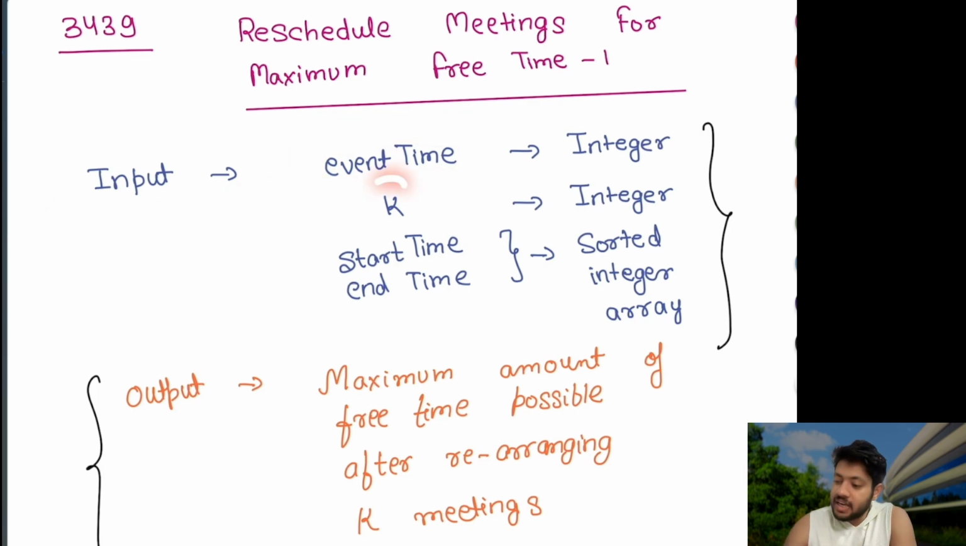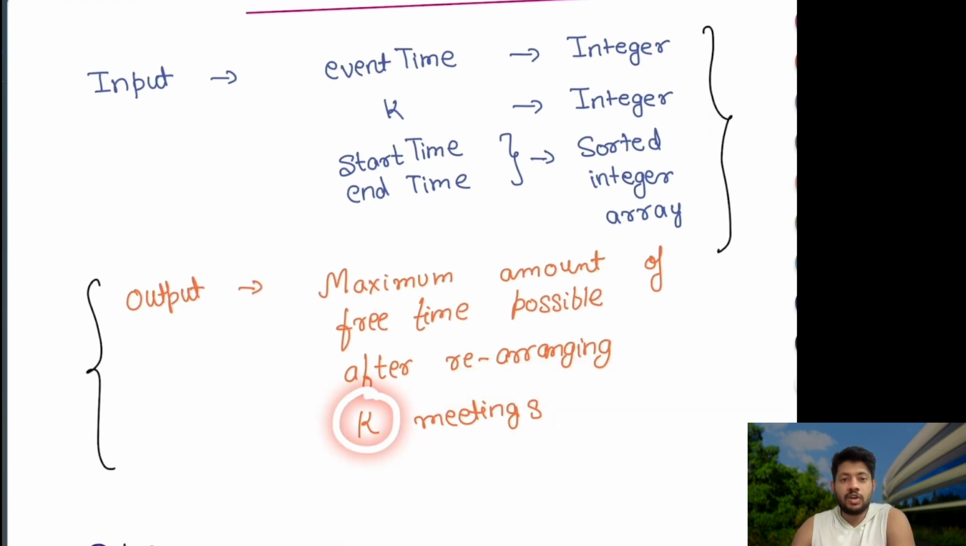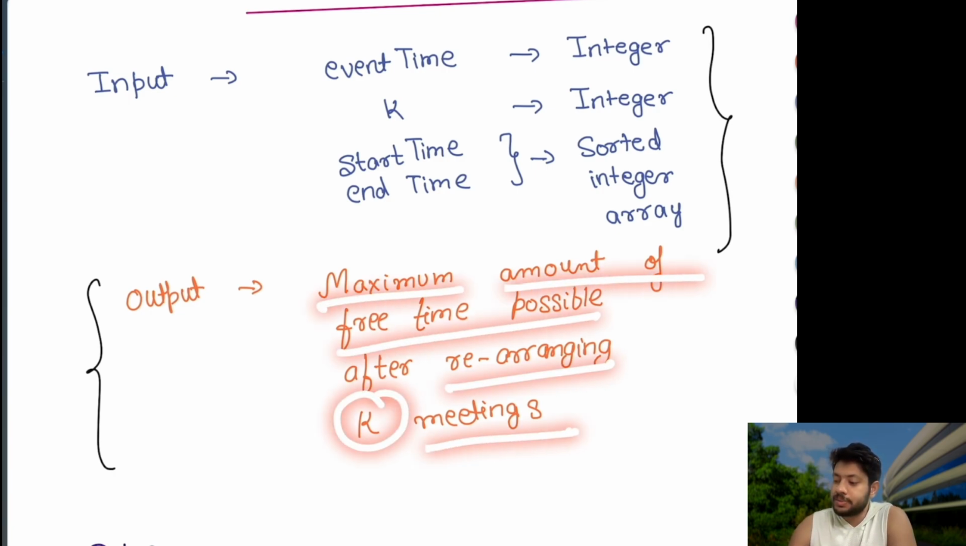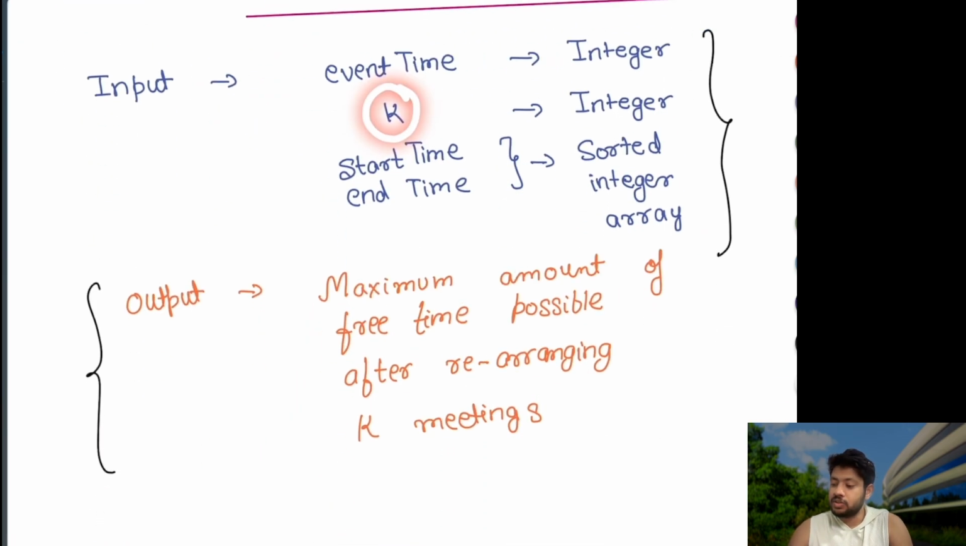K is an integer which is given, and this k means that we can rearrange up to k number of meetings. So this k is basically required for the output. We need to rearrange a maximum of k meetings to maximize the amount of free time possible. Now I will tell you what this free time is. For now, k is the maximum number of rearrangements you can do.